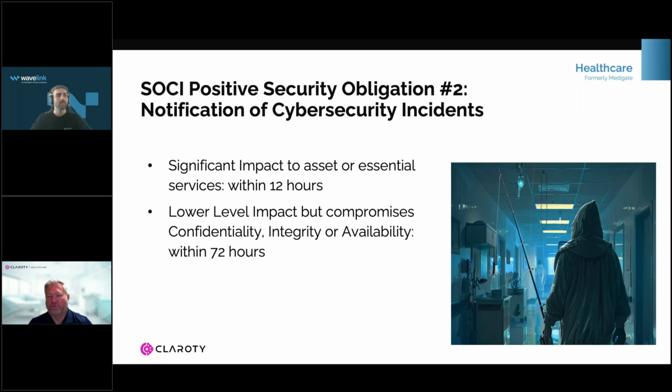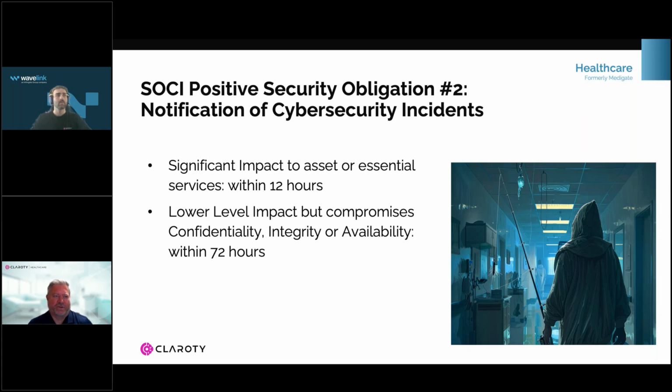So when we talk about it from a Clarity standpoint, we have obviously reporting and alerting mechanisms that align to SOCI, and we can help you extract information that's required by SOCI to submit those for you, which hopefully will alleviate some of the pain. And again, it all comes back to that first point around asset discovery and asset visibility being very, very important.